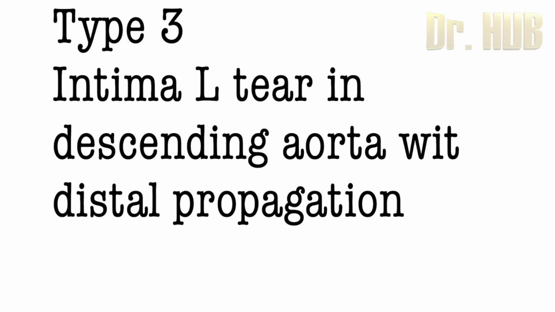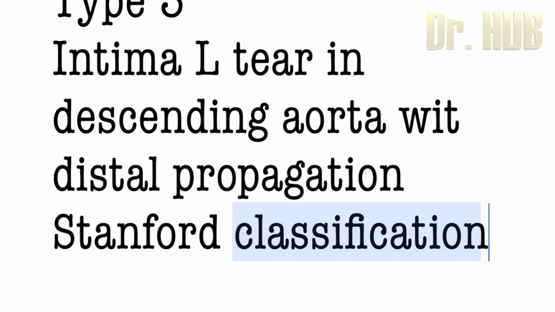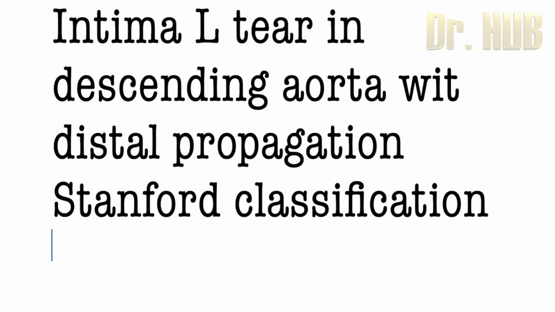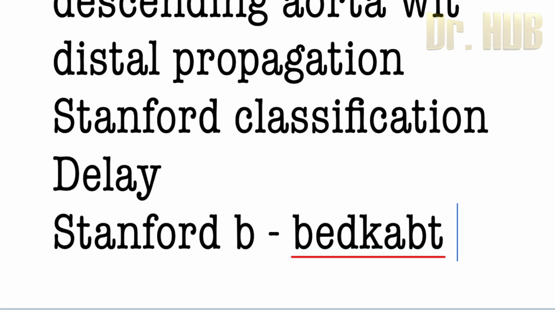Next comes the Stanford classification. The Stanford classification includes A and B. Stanford A includes types 1 and 2 of the DeBakey, and Stanford B is nothing but the DeBakey type 3. So Stanford A is 1, 2 and Stanford B is 3.